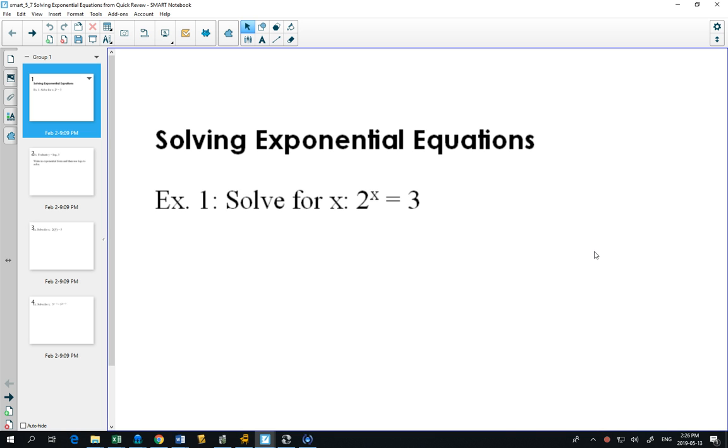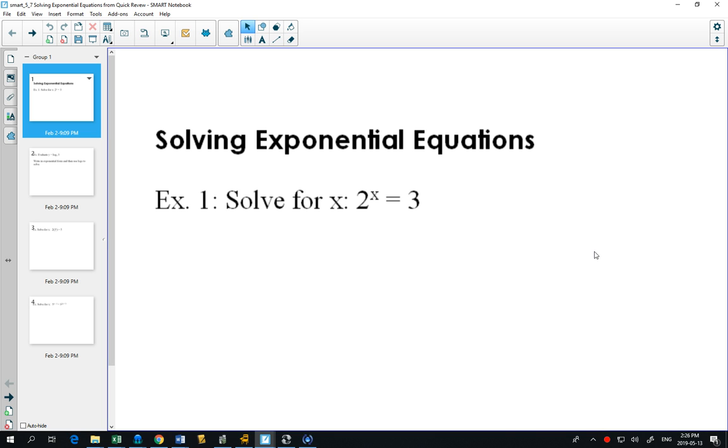So this question is on the quick review. You've already done the first part, which is a review for your quiz for tomorrow. But this second part is something new. How do you solve for x when you can't get the bases the same?